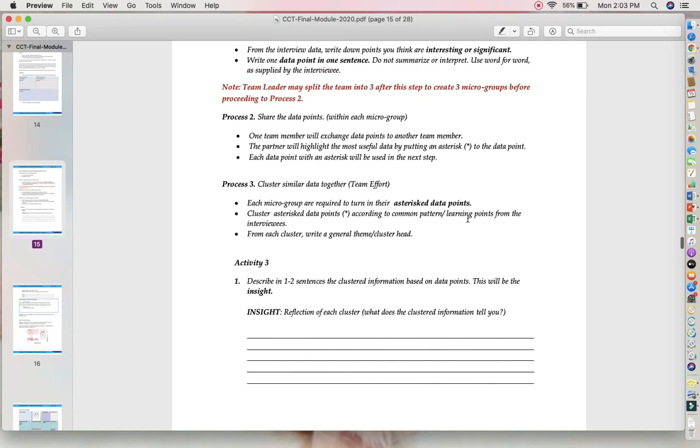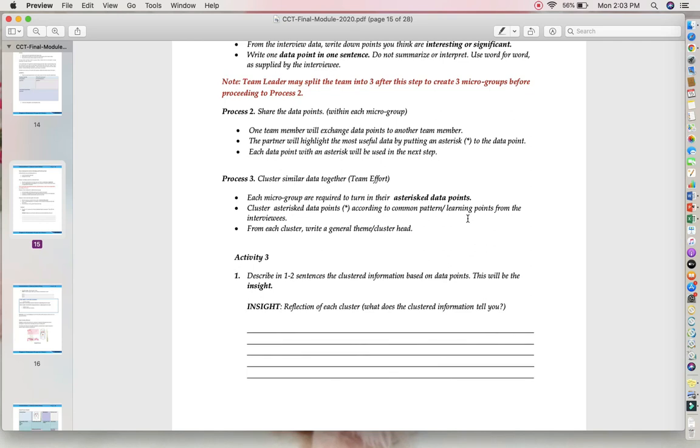For process number 3, cluster similar data together, as a team effort. Each micro group is now required to turn in their asterisk data points and cluster them according to common patterns and learning points from the interviewees. From each cluster, write a general theme or cluster head. Okay, so as easy as that. You combine all together the important data points, you take note.